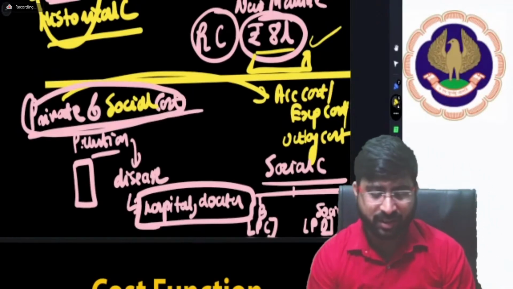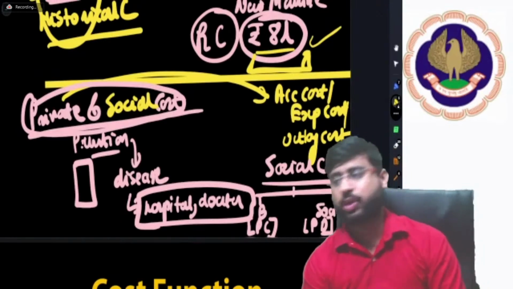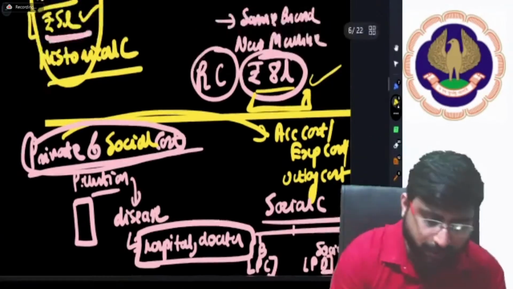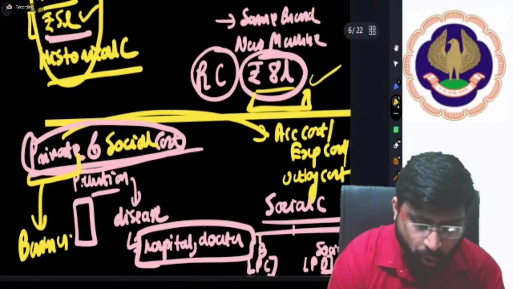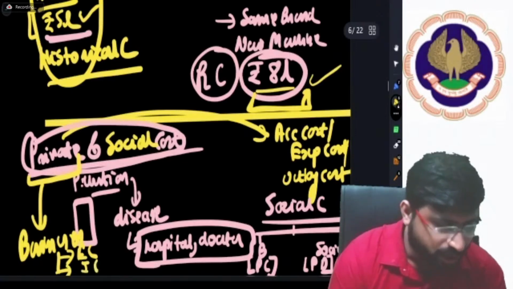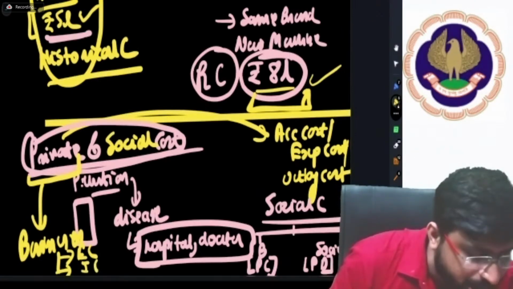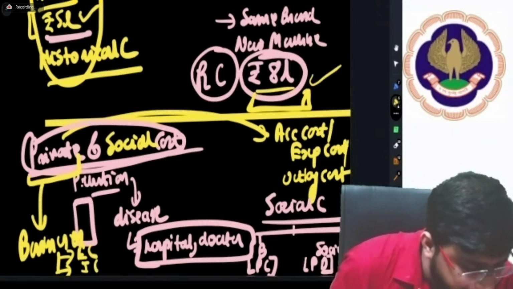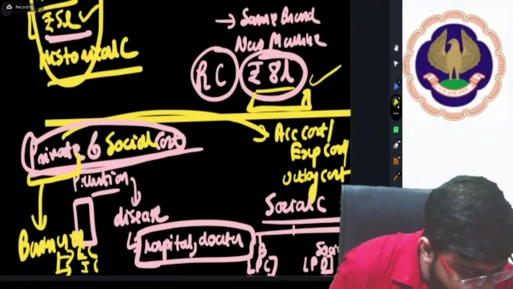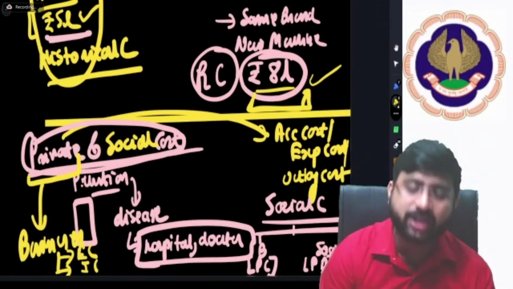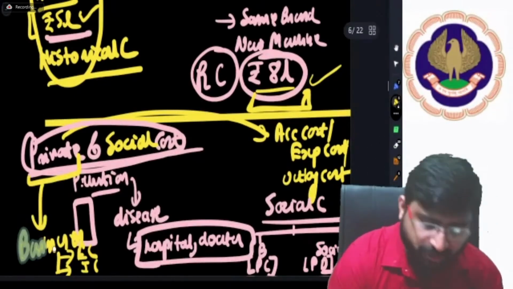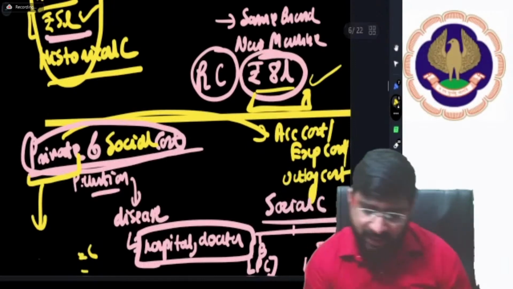Next, my dear friends, is private and social cost. Private cost is the one, my dear friends, which is incurred by businesses. It includes both explicit cost and implicit cost. Understood? Yes, that is private cost. Cost incurred by the firms. It can be explicit as well as implicit.